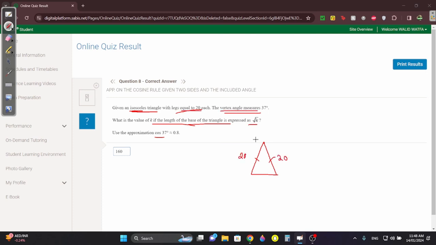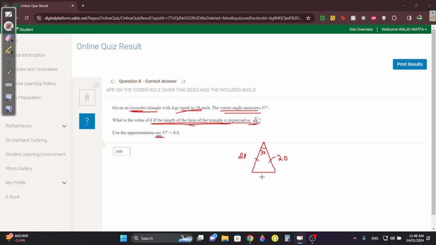Here they said the vertex angle, because you know in an isosceles triangle we have base angles. They gave us the vertex angle. Let me draw this properly. The vertex angle is the angle between these two legs, the angle at the top, the 37. What is the value of k if the length of the base is expressed as radical k? When they give you cosine or radical, it means we're definitely going to use the cosine rule.